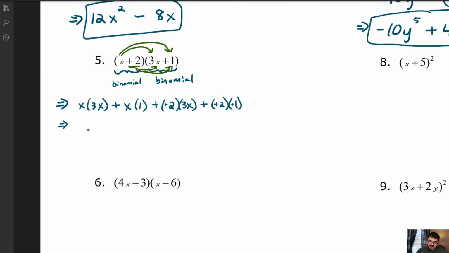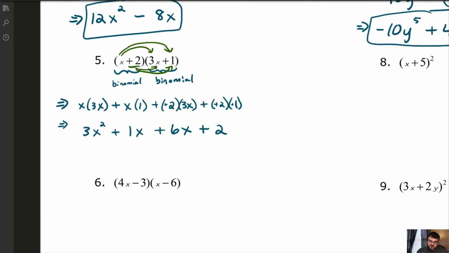So this first term will be 3x to the second. This x times 1 will be just 1x. 2 times 3 gives positive 6, so I don't have to worry about that positive sign. And then there's going to be an x. And then this will be positive 2 times positive 1, which gives positive 2. And then we have this.